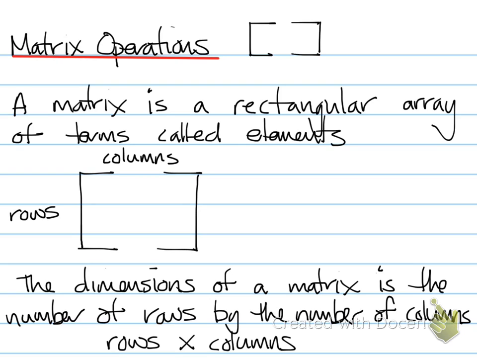Rows by columns. All right, so the first row, first column is in the top left corner. First row, second column, top right. Second row, first column is in the bottom left. Second row, second column is in the bottom right.